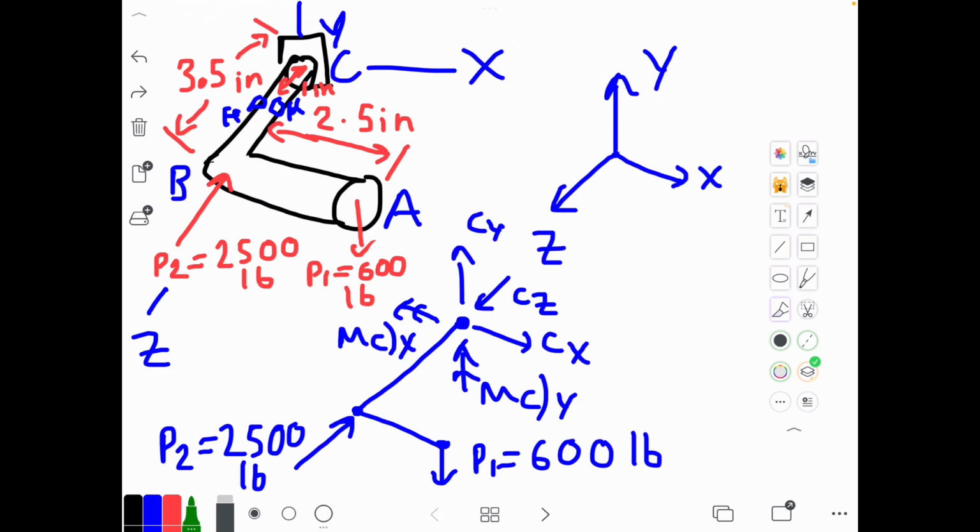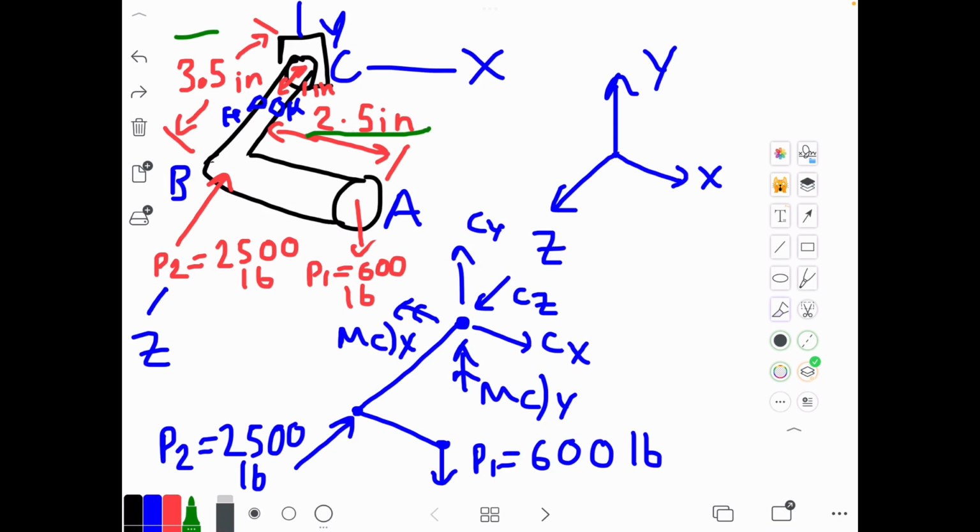So, you're given a bracket. We have a section C, which is the beginning of our bracket, going all the way to B, which is 3.5 inches long. And we are given a BA section, where the bracket bends and gives us 2.5 inches from B to A. Now that we have our dimensions, we are given that the vertical coordinate system is Y, so up and down is going to be our Y. Right to left is going to be our x-axis, and our third dimension, which is in and out of the page, is going to be our z-axis.